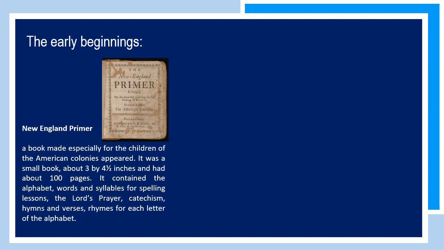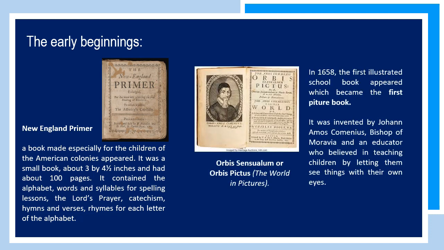It contained the alphabet, words and syllables for spelling lessons, and the Lord's Prayer, catechism, hymns and verses, and rhymes for each letter of the alphabet. We also have the first invented picture book. In the past, there were no picture books because most were texts. In 1658, the first illustrated school book appeared, which became the first picture book.